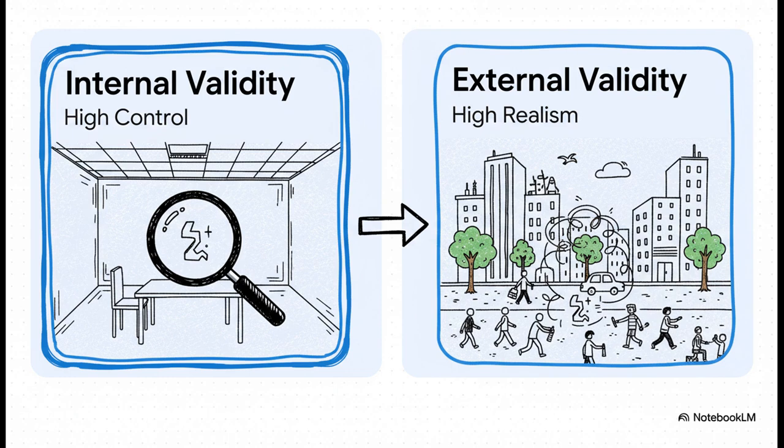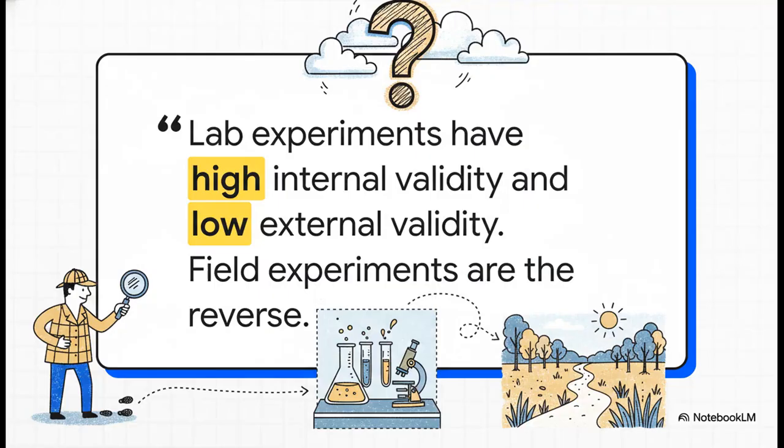Internal validity is all about control. It's your confidence that your independent variable, your cookie, really caused the change you saw. Think of it as a clean, perfect interrogation room. On the other hand, you've got external validity. That's about realism. It's your confidence that what you found in your experiment will actually hold up out in the real world. And this quote from the source material just sums it up perfectly.